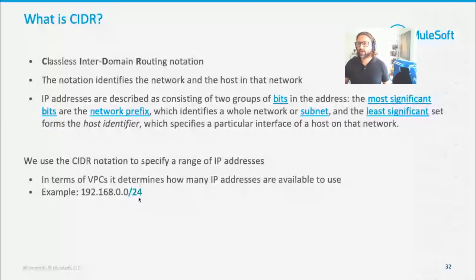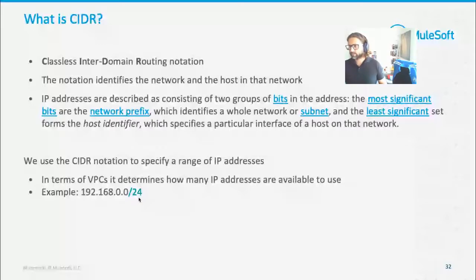Why is this relevant for your VPC? Well, because when we create a VPC and assign a size for that VPC, we are defining the number of IPs that we can assign in our VPC. So for example, in this network 192.168.0.0/24, that represents a range of 256 IP addresses.